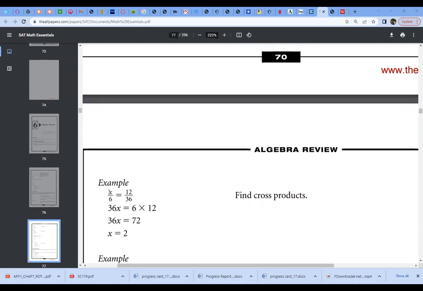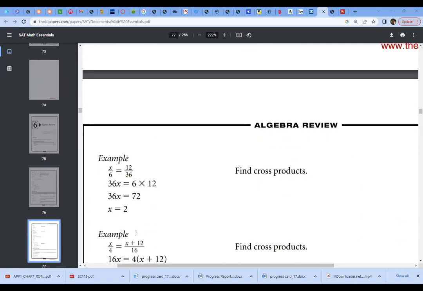Okay, so if x over 6 equals 12 over 36, what you're going to do, as we learned in this equation, is make the cross product. X multiplied by 36 equals 6 multiplied by 12. 6 multiplied by 12 is 72. So x equals 2.